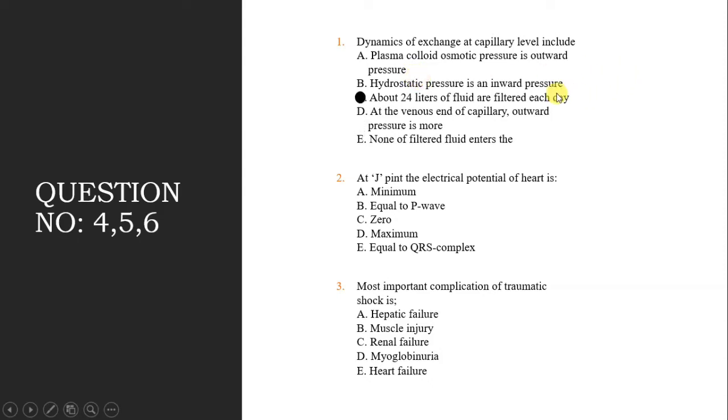It's going to be option C because options A, B, and D do not satisfy the dynamics of exchange which is occurring between the interstitial fluid as well as the intracellular fluid.